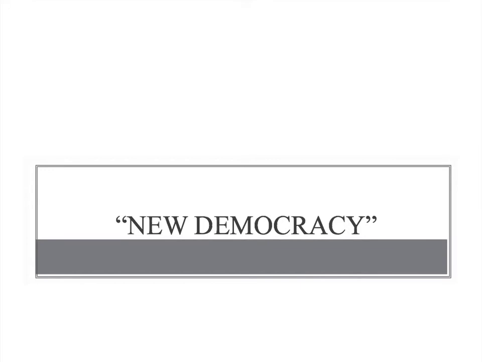First thing we're going to look at before we get to the events of Jackson's presidency is a concept called New Democracy and some of the reasons why this came about. New Democracy, just remember, basically means more people are involved in the process, more people are allowed to vote. So we're going to look at some of the reasons why this occurred and how it affected the election and the presidency of Jackson.